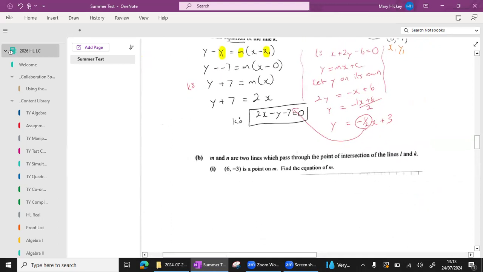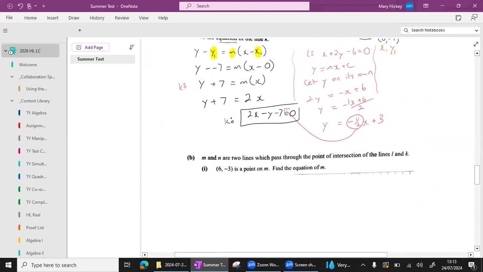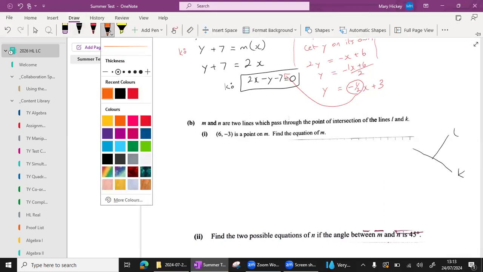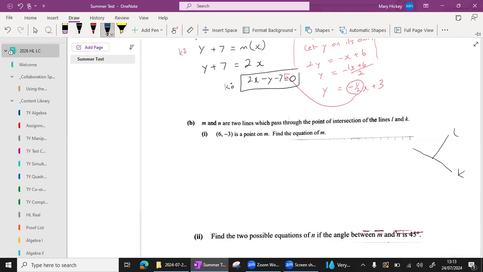Okay, so then I have M and N are two lines which pass through the point of intersection of the lines L and K. So if this is L and this is K, like I described earlier, there are these two other lines. So all I know about these lines at the moment, as I read this question, is that they pass through the point of intersection of L and K. And it says 6, minus 3 is a point on M. Find the equation of M.